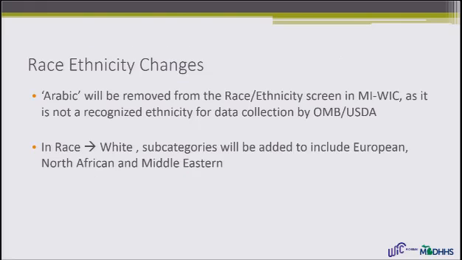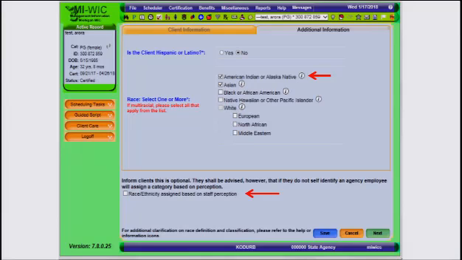Next, we move on to the race ethnicity changes. Per USDA and OMB requirements, Arabic is not a recognized ethnicity for data collection. Hence, the change was made to remove reference to Arabic on all screens in MyWIC. Instead, this population will now be captured as a subcategory of white. The main changes you will see are on the additional information tab in the client information screen and on the predefined reports screen.